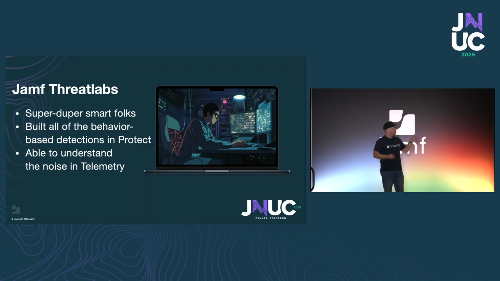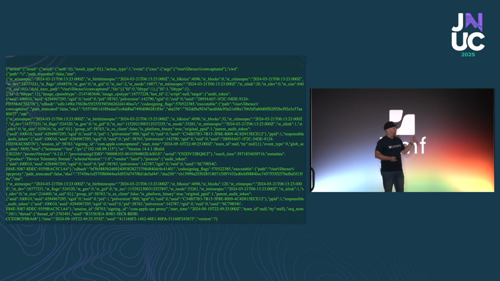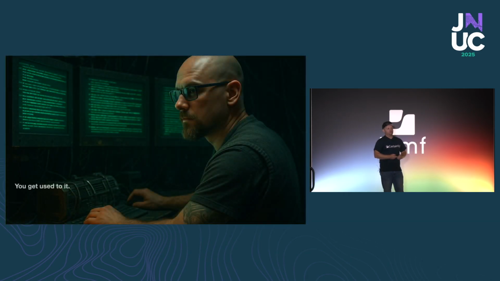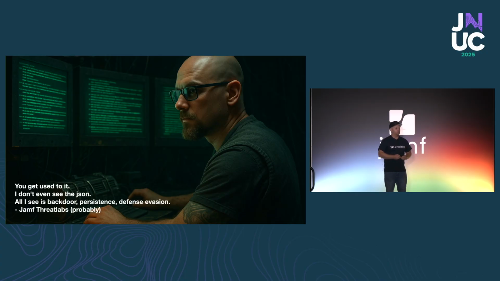And these folks are so smart that they are able to understand all of that noise in the telemetry that we talked about. You or I may look at this and think it looks like a bunch of gibberish, but to the Jamf Protect Threat Labs team, it's like Cypher from the Matrix. They don't even see the code. All they see is backdoor, persistence, defense evasion.